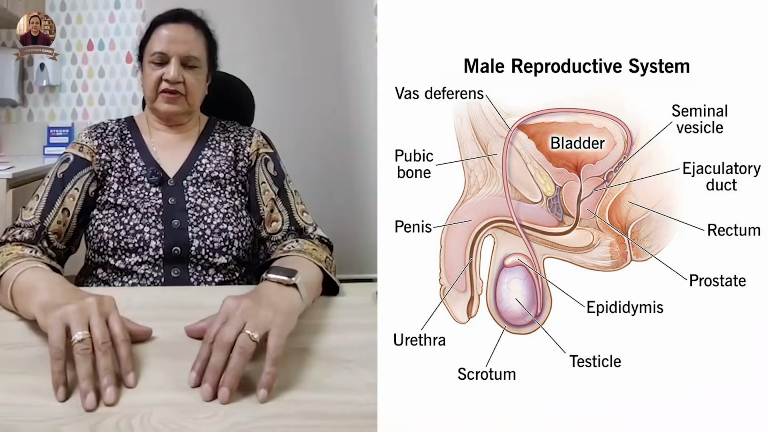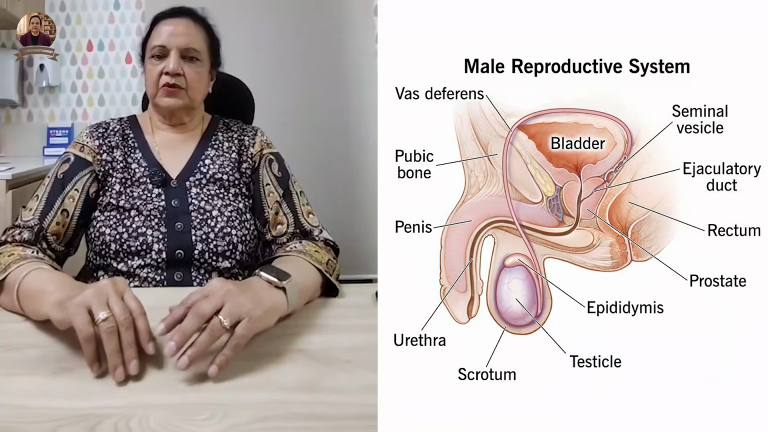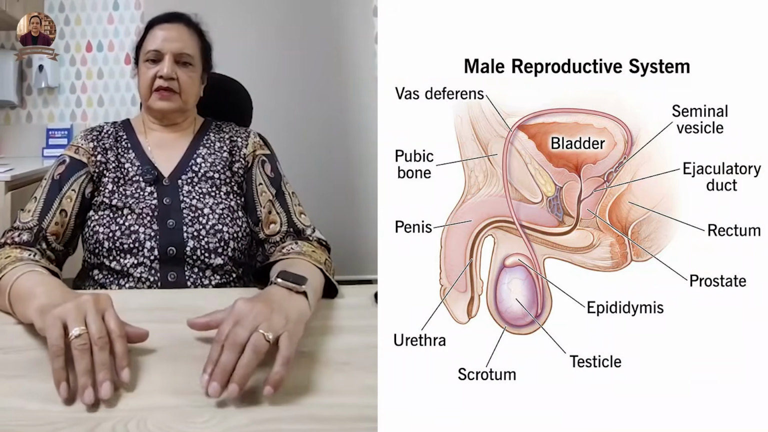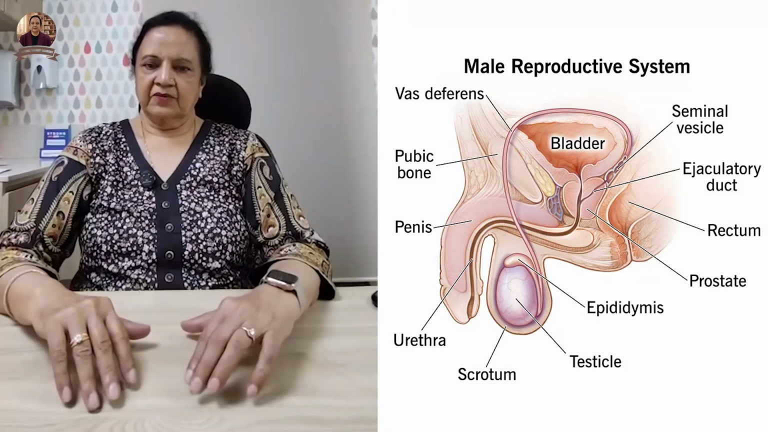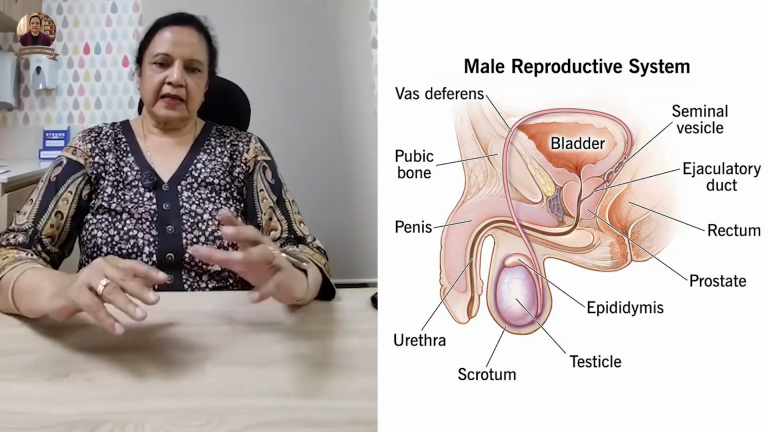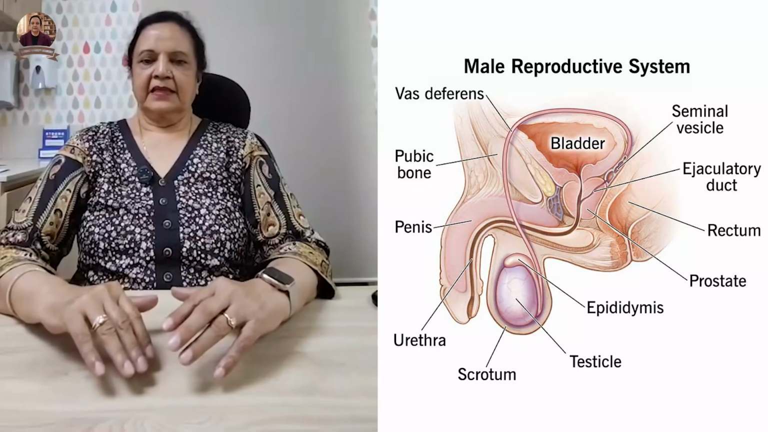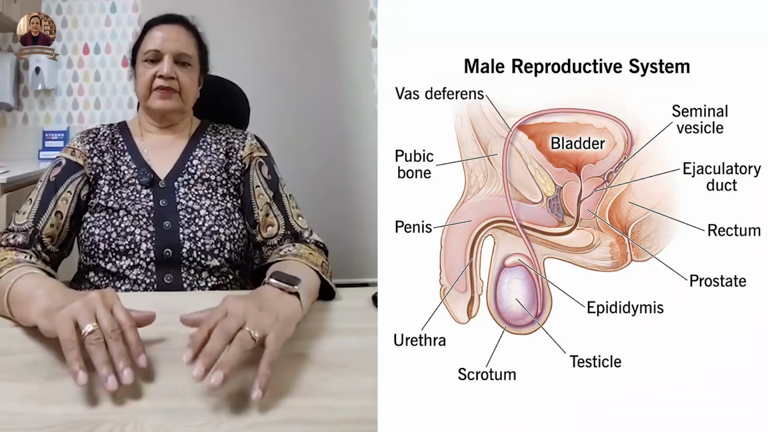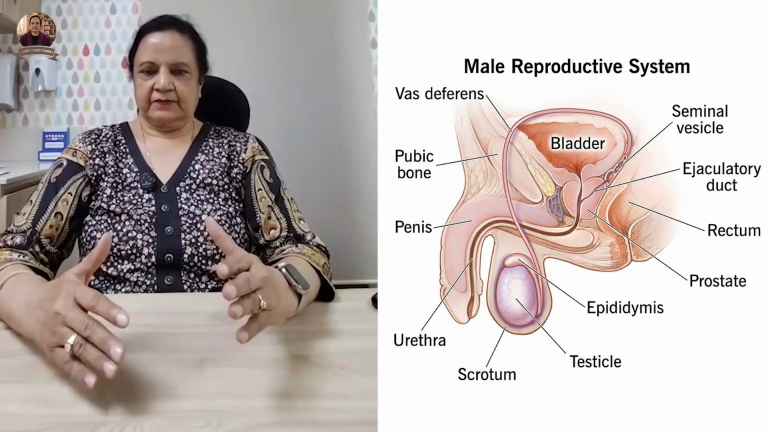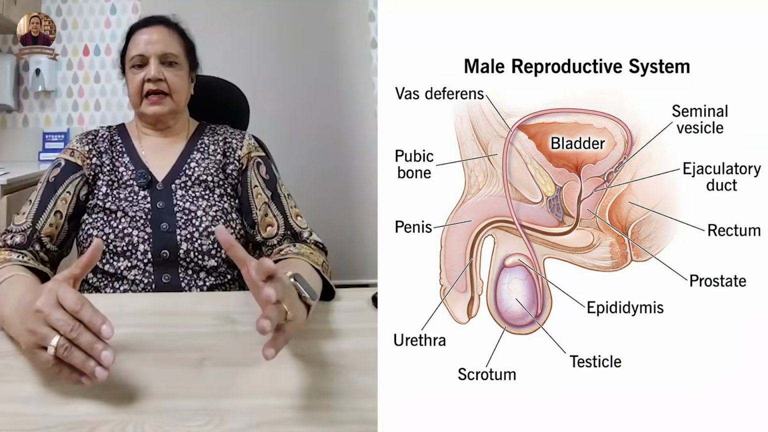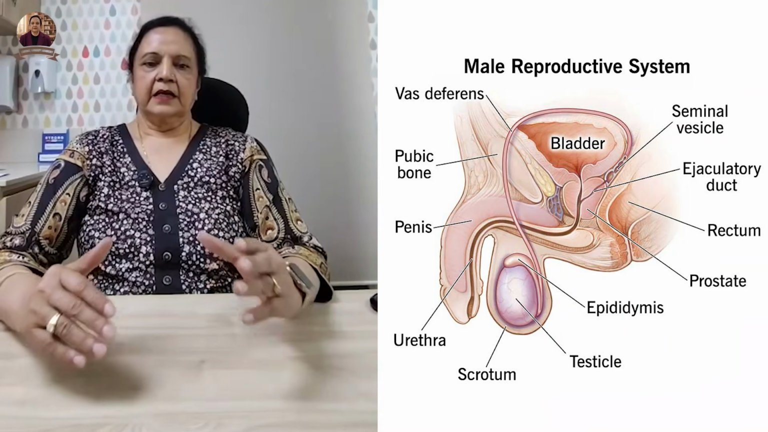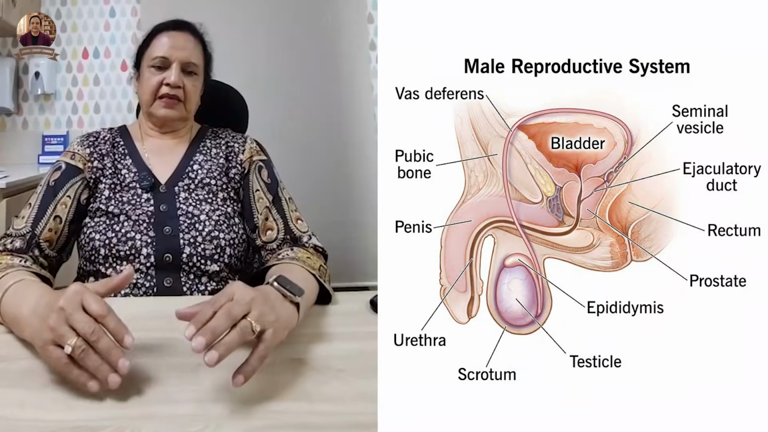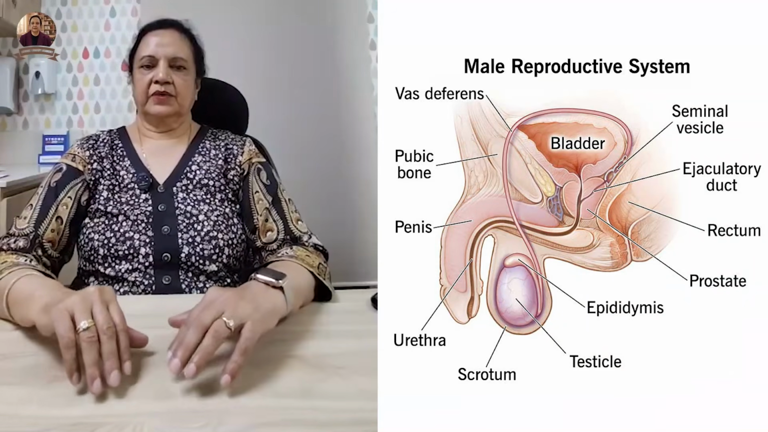Second phase is the growth phase. Each oogonium grows into a larger diploid cell called the primary oocyte. Each primary oocyte gets surrounded by a layer of granulosa cells, forming the primordial follicle. The primary oocyte enters the first meiotic division, prophase 1, and gets arrested at this stage. It remains in the arrested state until puberty. A girl is born with all the primary oocytes, about 2 to 4 million, already formed in her ovaries.